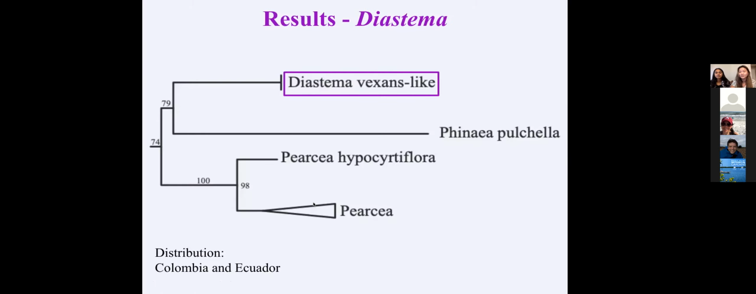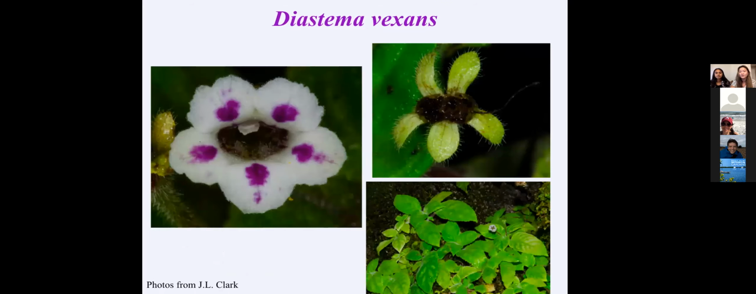This is another subset of our data showing the vexins-like lineages. This lineage is very different from all the other Diastema lineages. By these pictures, we can see that Diastema vexins is another lineage that has converged, or is morphologically similar, to other Diastema lineages since it shares some characteristics.